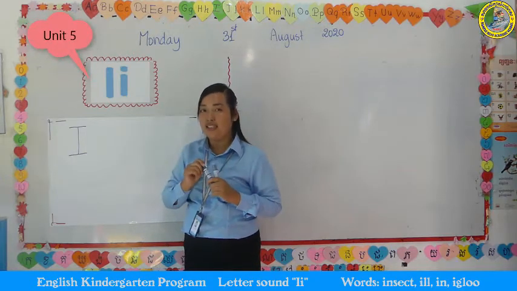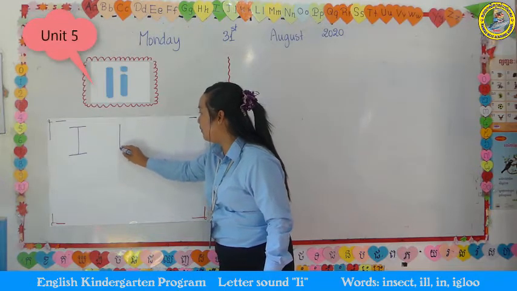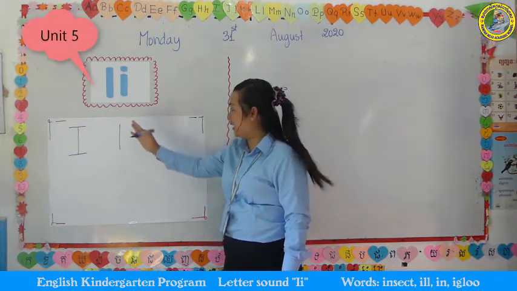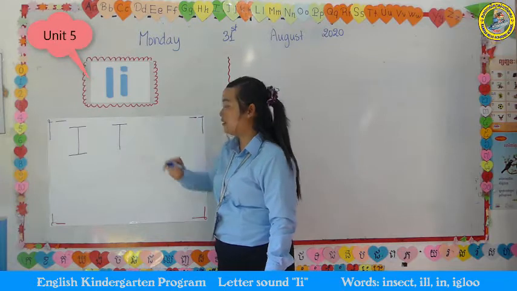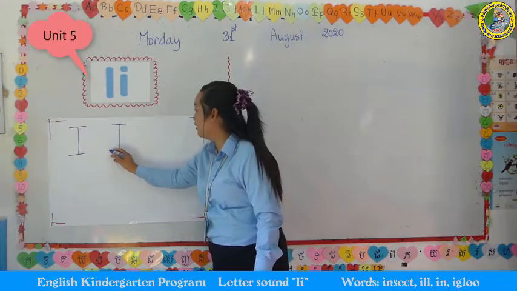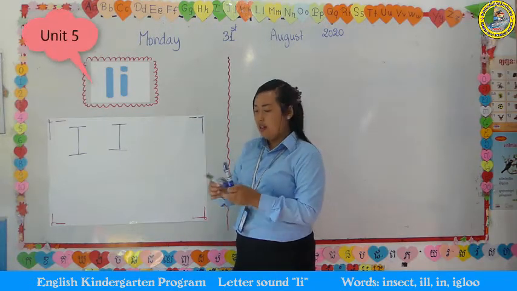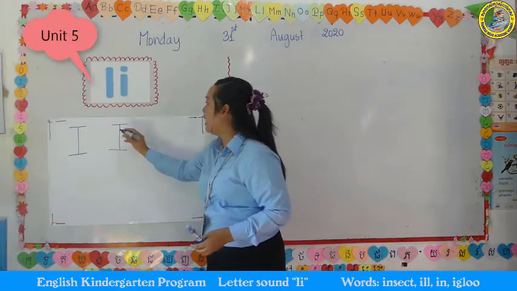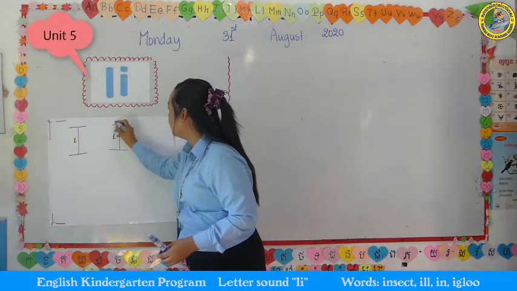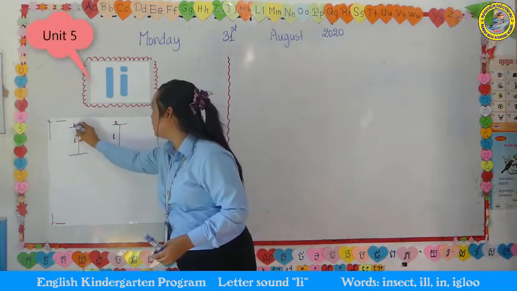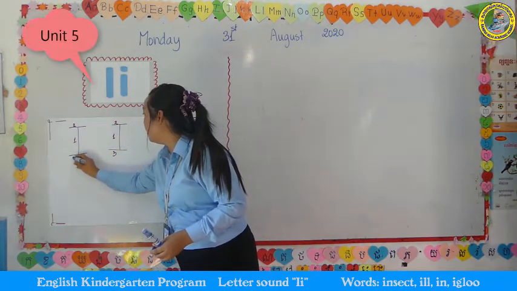Okay, now please look at the teacher one more time. Start at the top and make a line down. And then make a line across. And go to the bottom and make a line across. Yeah, very good. This is number one, and this is also number one, and this is number two, and this is also number two, and this is number three, and that is also number three.